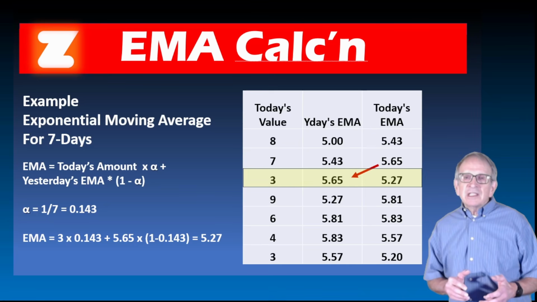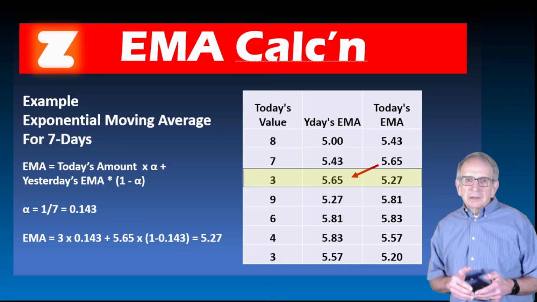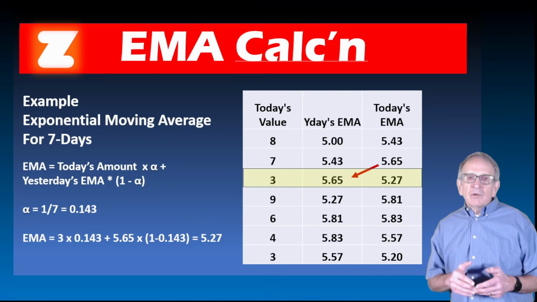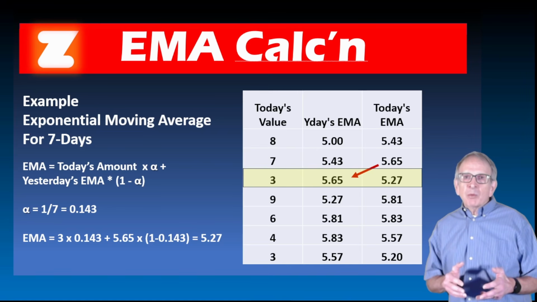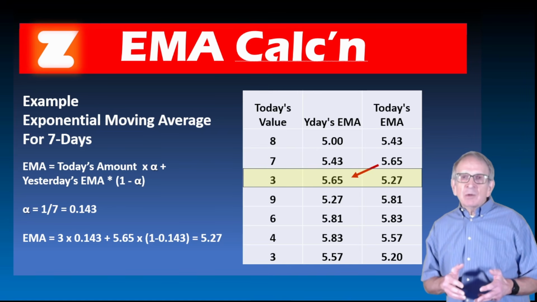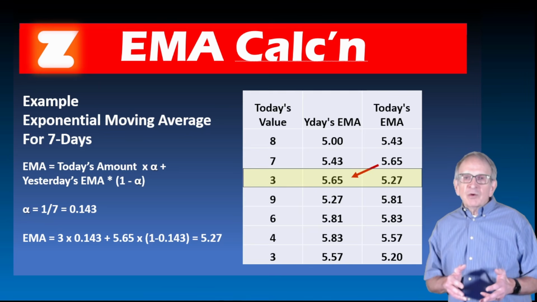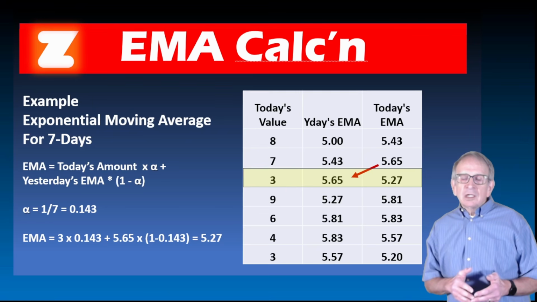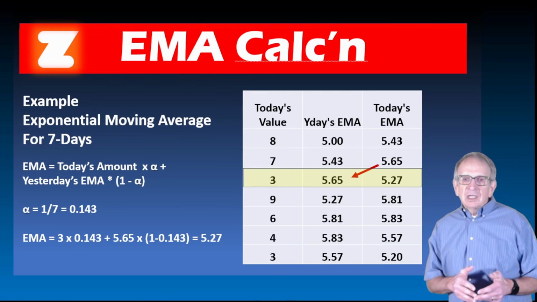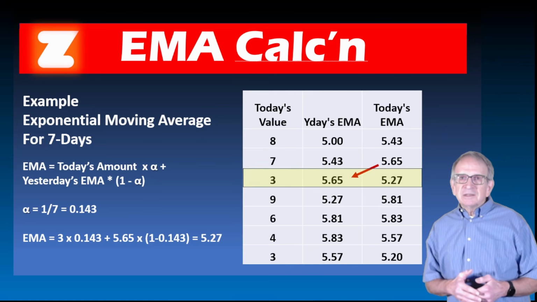Here we're going to calculate the exponential moving average for the day that I've highlighted in yellow. And we're calculating it for 7 days. So alpha equals 1 over 7, or 0.143. So the EMA will equal 3 times alpha, so 3 times 0.143, plus the EMA for the previous day, which was 5.65, times 1 minus 0.143, and we get a result of 5.27.